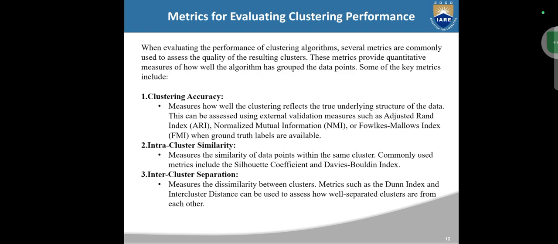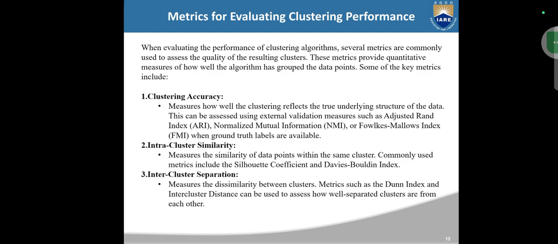Some of the key metrics include clustering accuracy, which measures how well the clustering reflects the true underlying structure of the data. This can be assessed using external validation measures such as adjusted Rand index, normalized mutual information, or Fowlkes-Mallows index when truth labels are available.